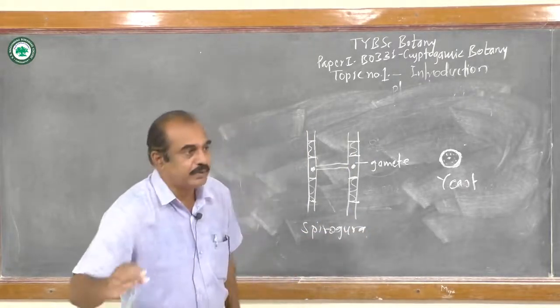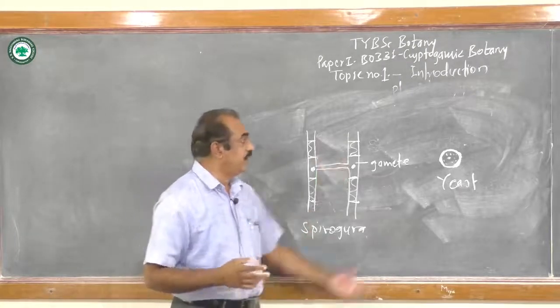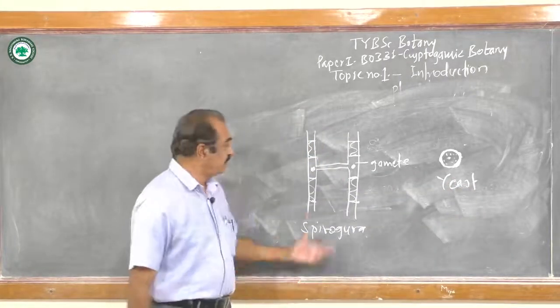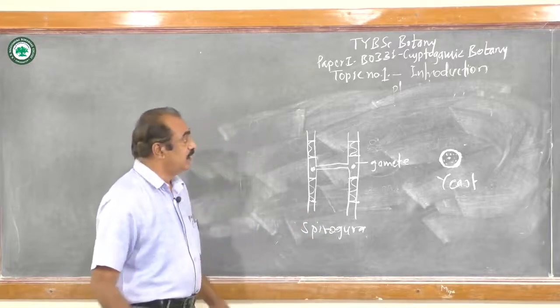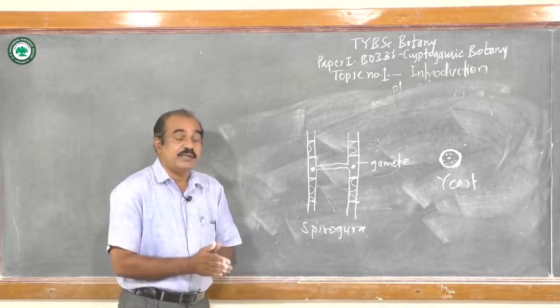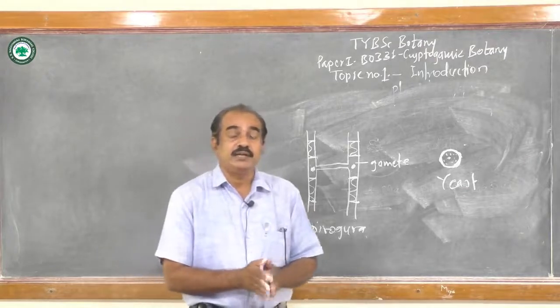So these are the two different examples. One is from algae and another is from the fungi. So for example, here in Spirogyra, the gametes, that is the reproductive structures, are very, very simple. They are non-jacketed, they are naked.